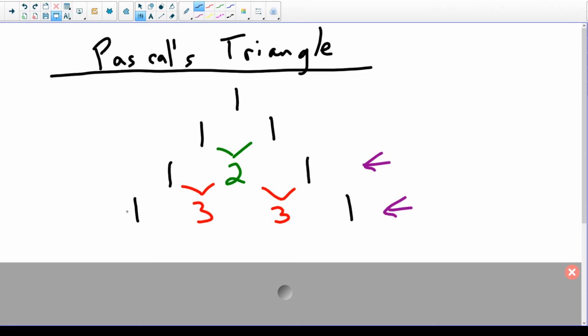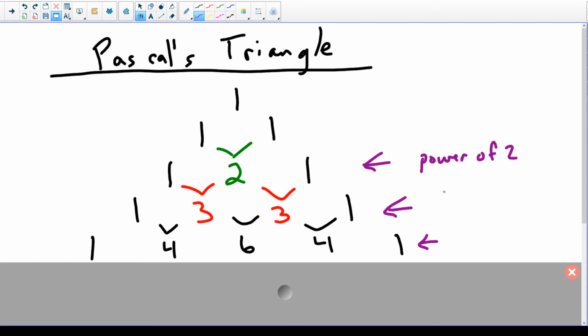If we continued on, 1 plus 0 is 1, 1 plus 3 is 4, 3 plus 3 is 6, 3 plus 1 is 4, 1 plus 0 is 1. That would give us the coefficients of all of the terms in a power of 4. Actually, let me write it this way. So this is a power of 2, a binomial squared. This is a power of 3, a binomial cubed. This would be a power of 4.